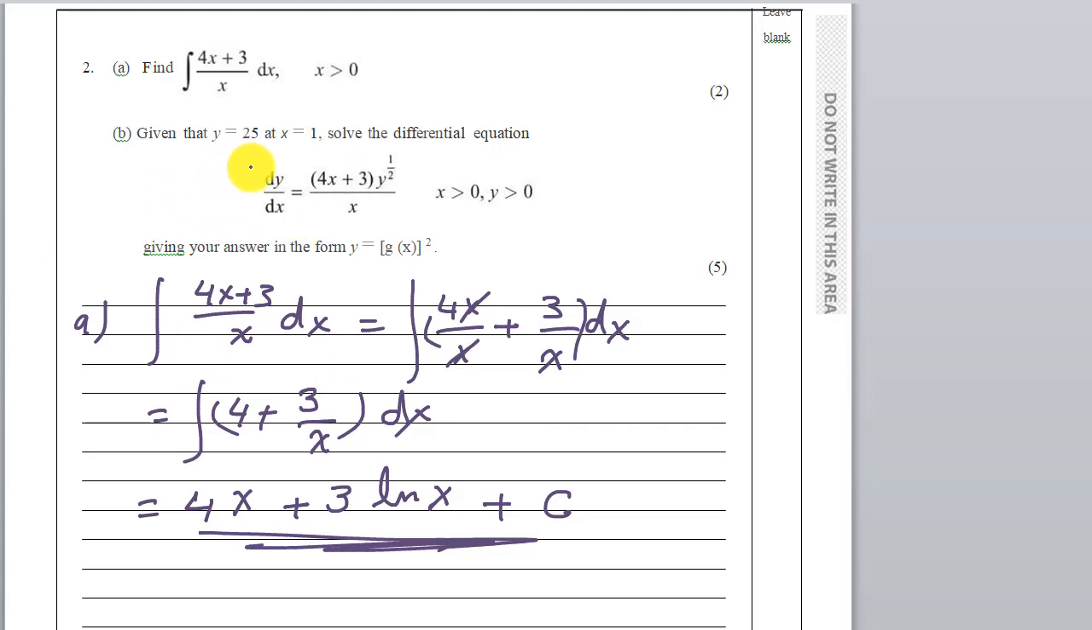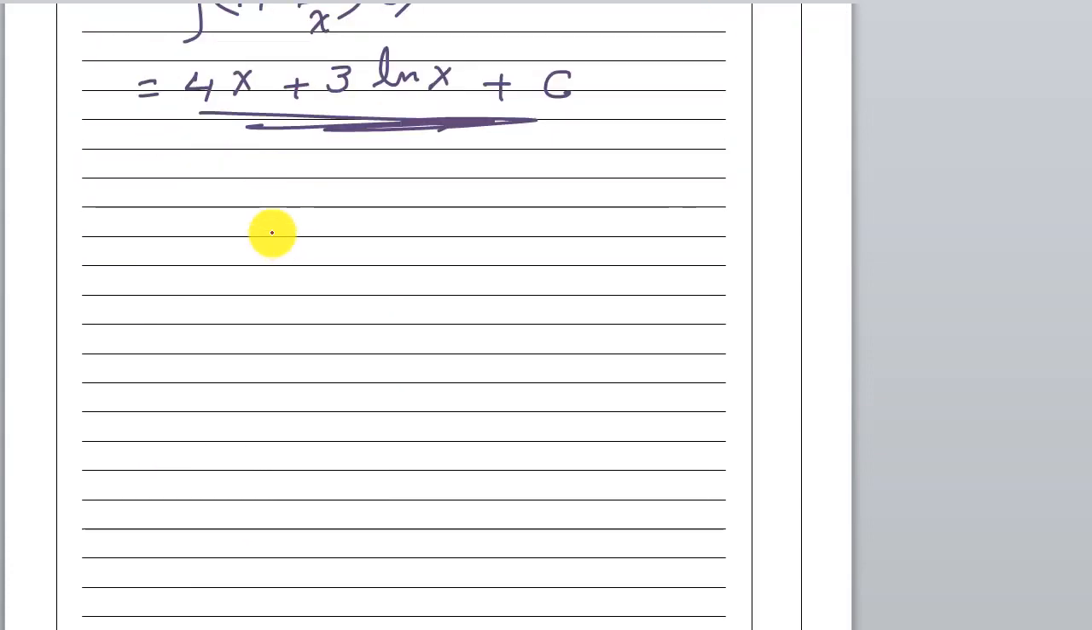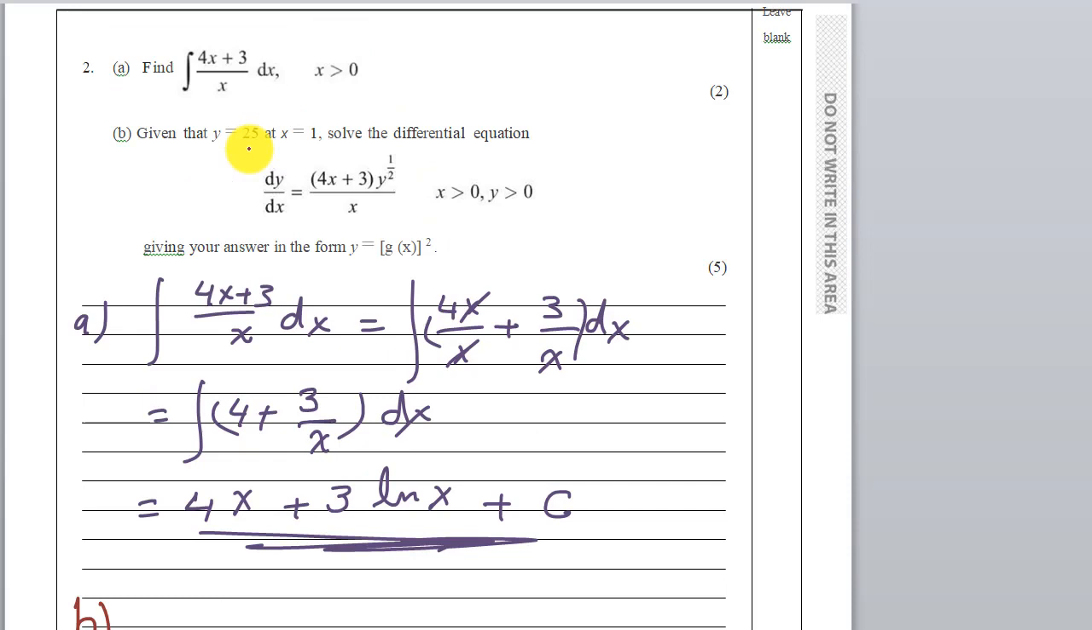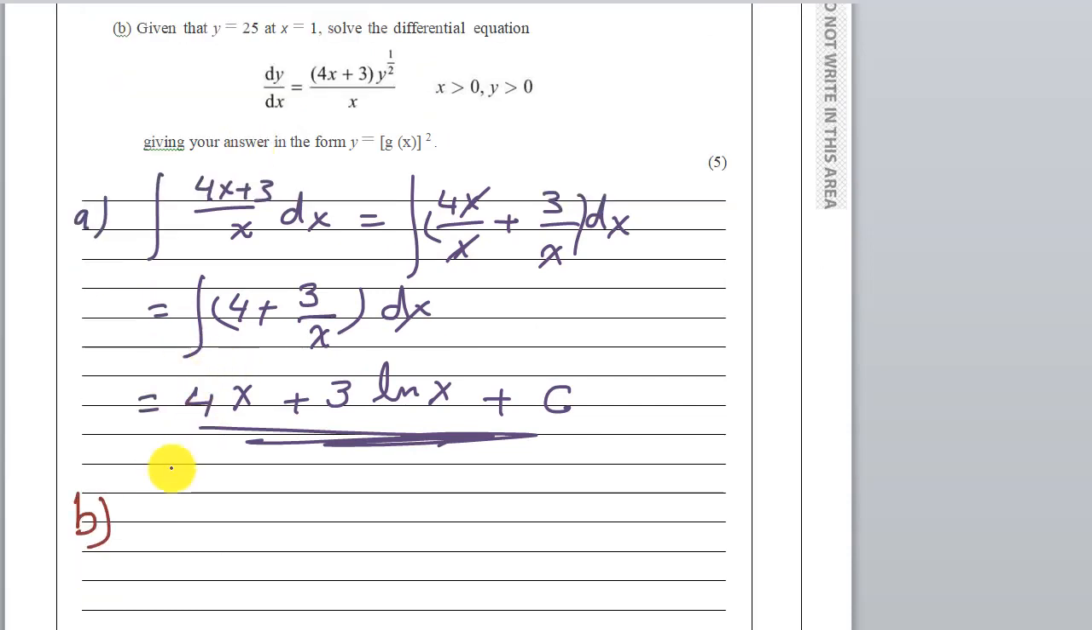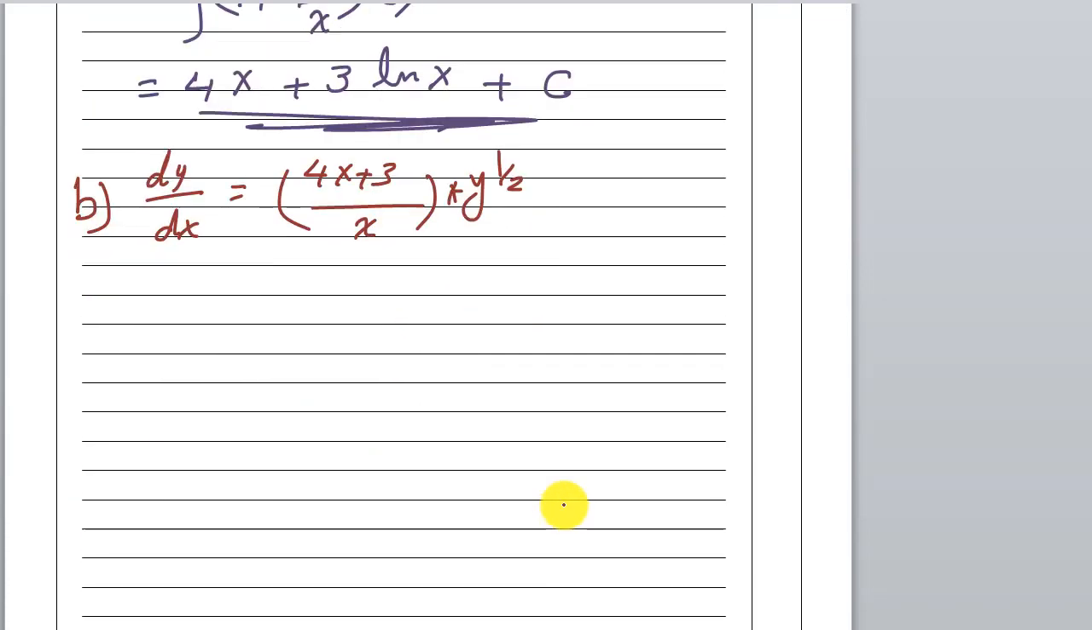Given that y equals 25 and x equals 1, solve the differential equation. So let us start the second part. Now this is part B. For part B, now we have dy/dx equal to (4x + 3)/x multiplied by y^(1/2). So let us make cross multiplication.